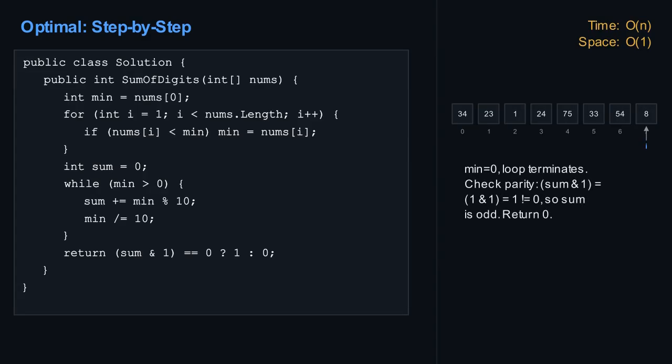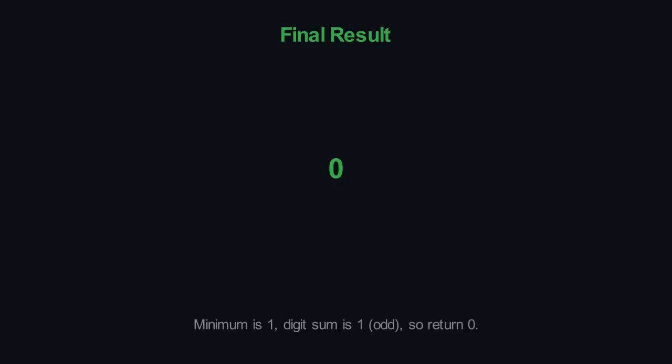We return 0. For our example array, the minimum number is 1. The sum of its digits is 1. Since 1 is an odd number, our final output is 0, which is correct according to the problem statement.